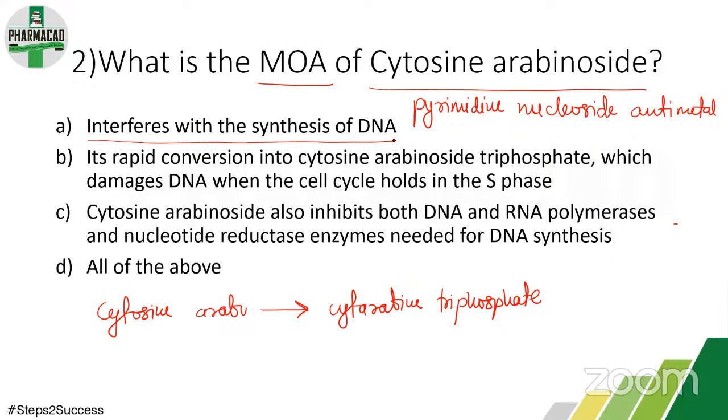As I said, it converts into cytosine arabinoside triphosphate, which damages the DNA, and this also inhibits the DNA and RNA polymerases and nucleotide reductase enzyme, which are important for DNA synthesis. So the correct option is option D, all of the above.